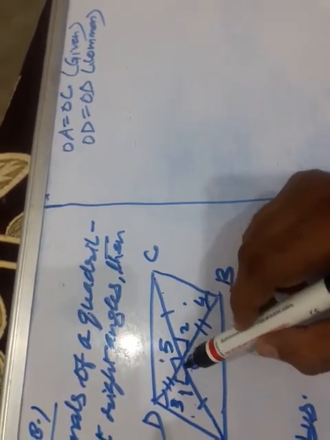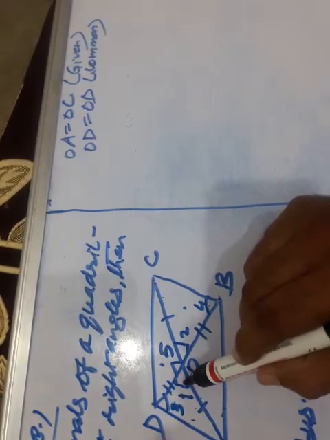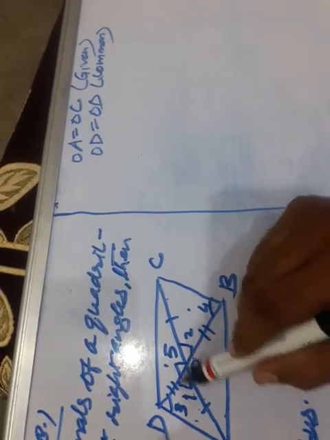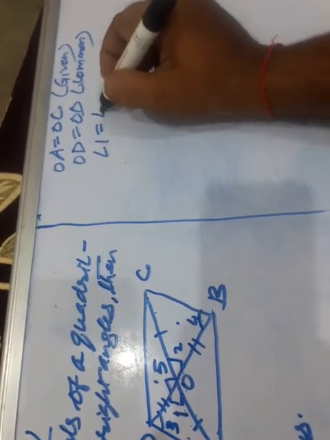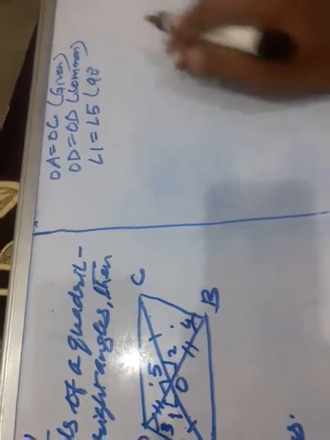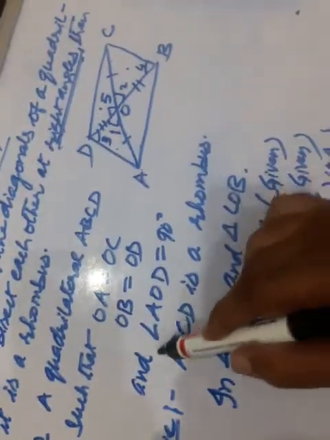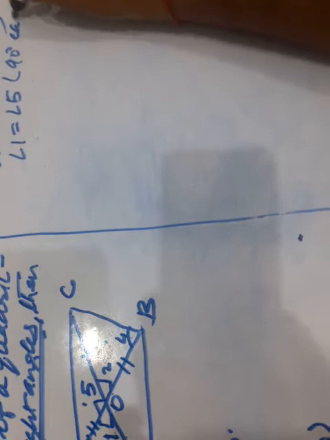Now angle 1 equal to angle 5. How? That is 90 degrees each. It is given that the diagonals bisect each other at right angle. That is angle AOD equal to 90 degrees. It is given in the question itself. So that is 90 degrees each, you can write.